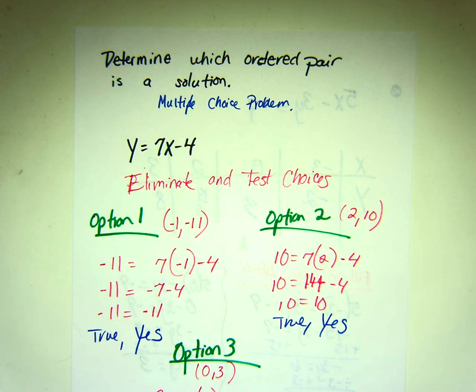Option 2 gives you the point 2 and 10. Once again, we're going to substitute y as our 10, and x as our 2. So 7 times 2 is 14. 14 minus 4 is 10. Notice how this one is also true. Both numbers equal one another, so this is also an option. So right now we've got option 1 and option 2 true.